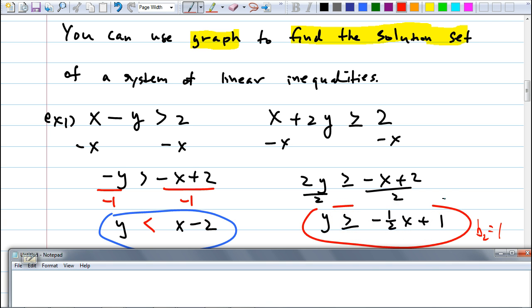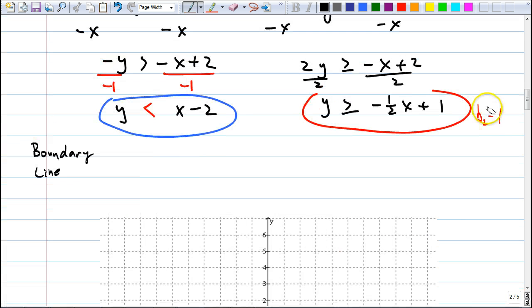So let me show you what to do. Here you go. We're going to graph them as if you have an equal sign in the middle. By the way, when you rewrite the inequality, just write y equals x minus 2, and then y is now equal to negative half x plus 1. You get 2 lines, right? These lines are called boundary lines, okay?